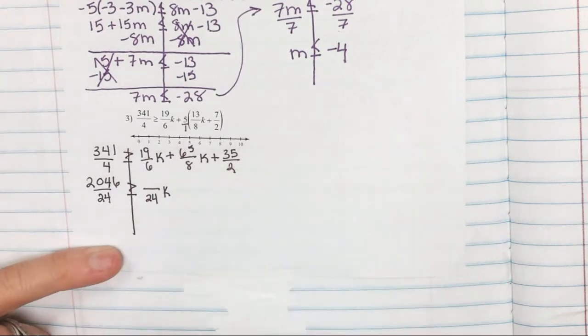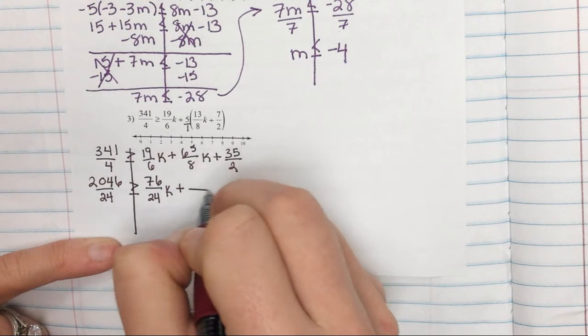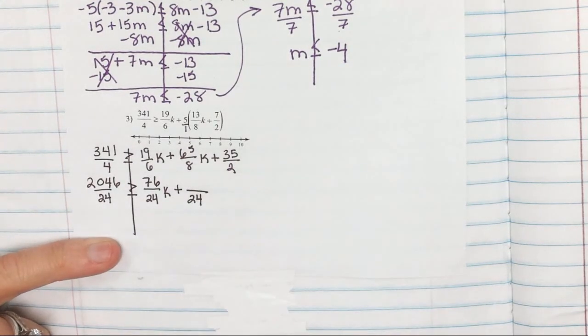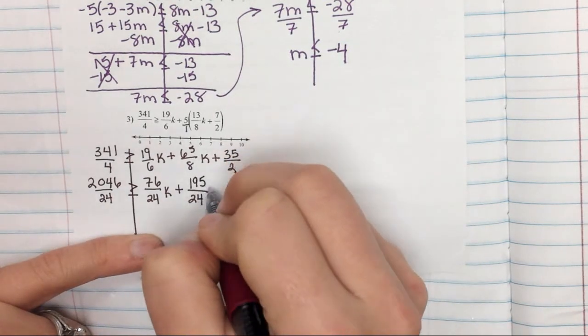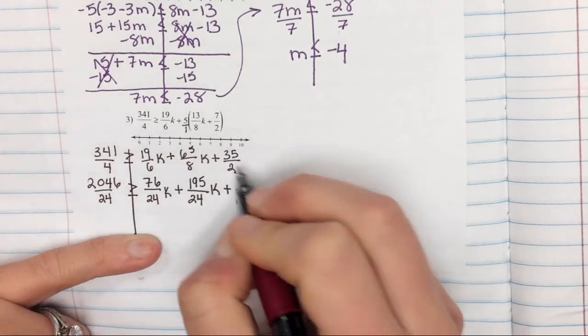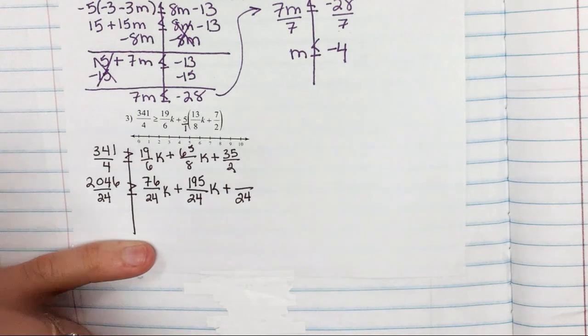6 times 4 is 24, so 19 times 4 is 76, plus 8 times 3 is 24, so 65 times 3 is 195, plus 2 times 12 is 24, so 35 times 12 is 420.